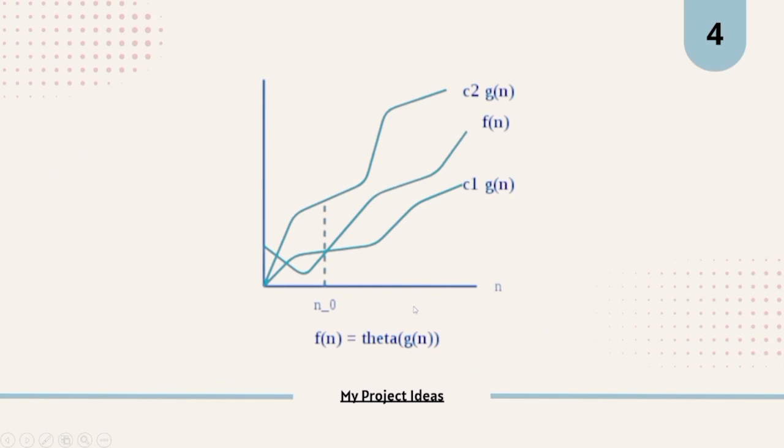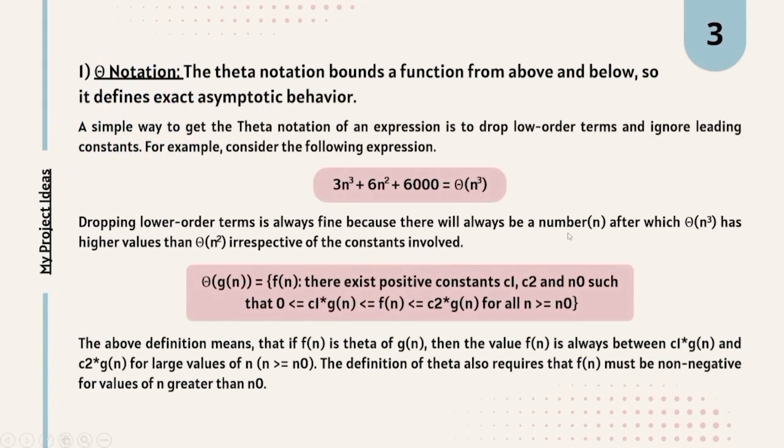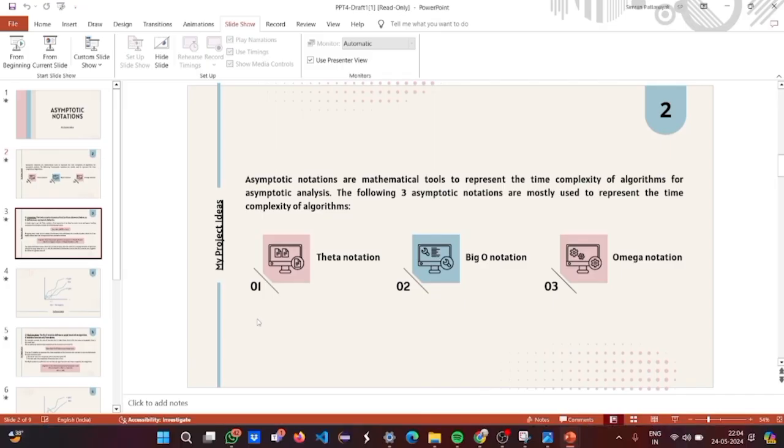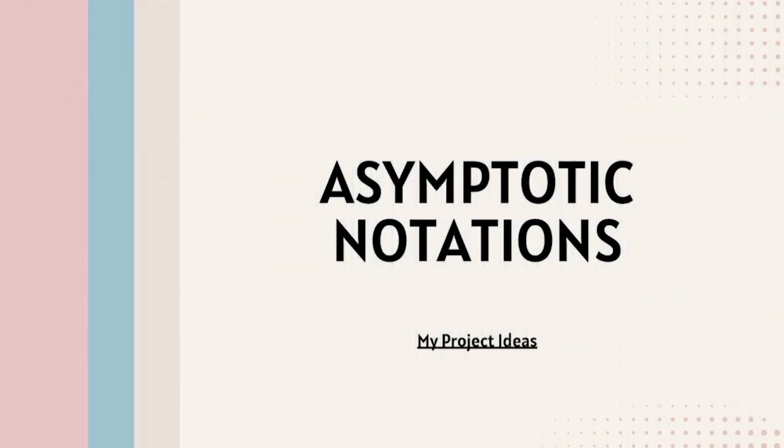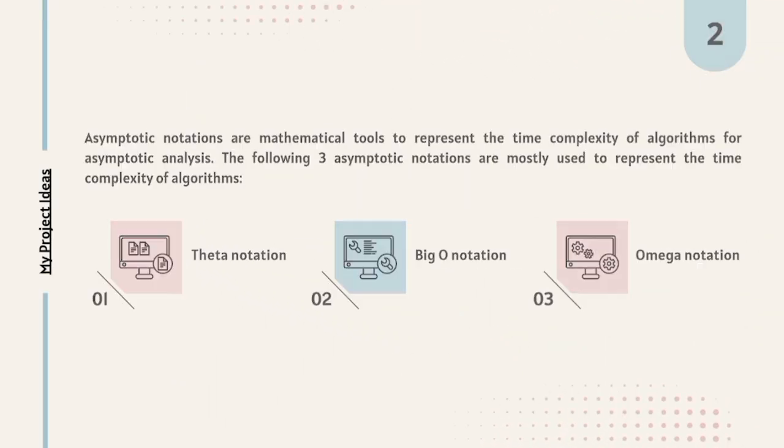Okay. Sorry, let's go to the previous slide. Yeah. So there exist positive constants C1, C2 and N0 such that 0 is less than or equal to C1 into g of n, which is less than or equal to f of n, which is less than or equal to C2 into g of n, for all n greater than or equal to N0. This is a typo here. I guess it's N0. Yeah, it's N0, not 0. I'm sorry for the mistake. It's a typo. Then let's move to that slide where we were studying.